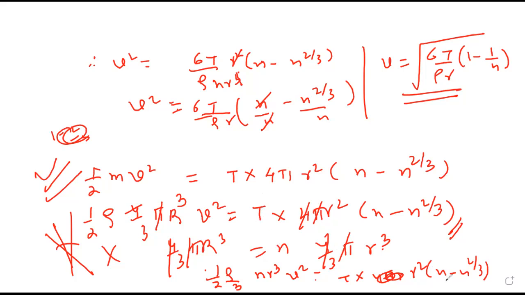No, n you take inside, right? What I did, this is 2 by 3, right? When it comes downside, it will be minus 2 by 3, right? So then 3 minus 2, 1 by 3. What I wrote, only n I wrote. 1 by 3 this is.